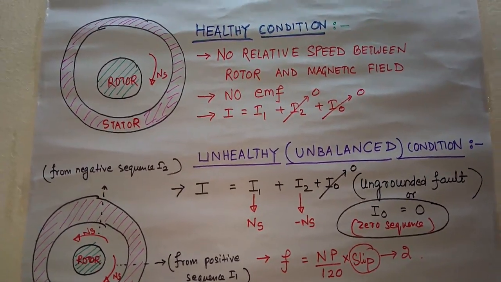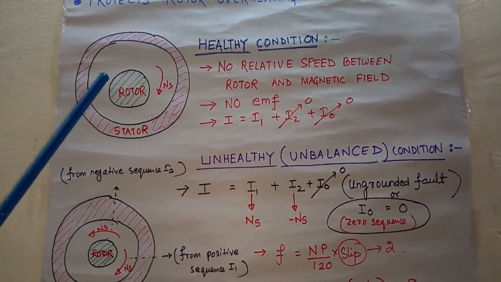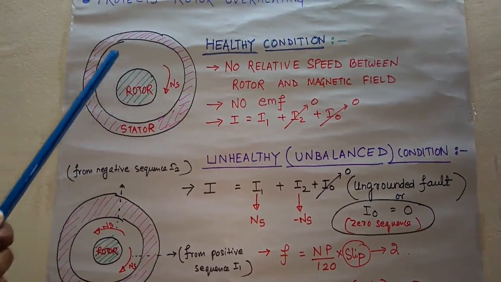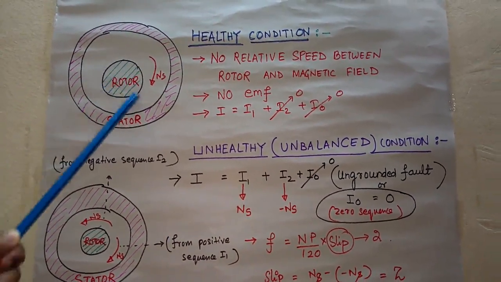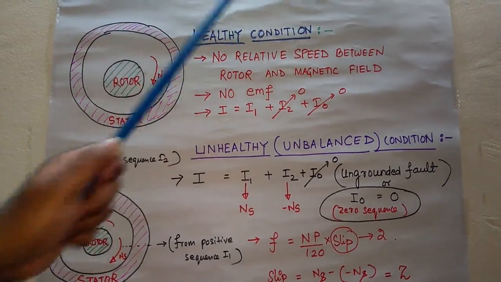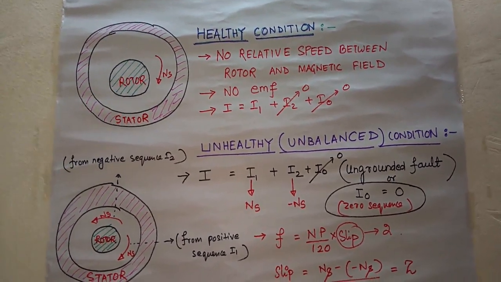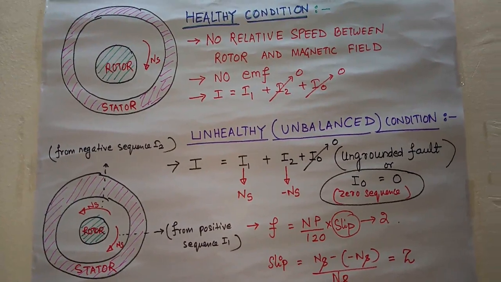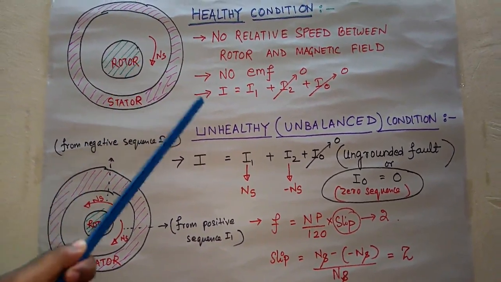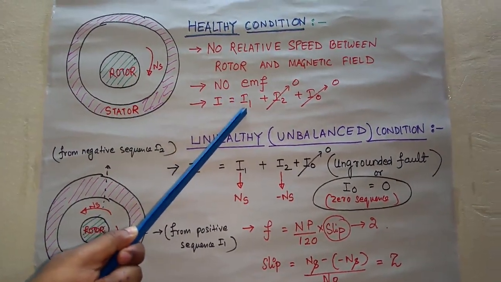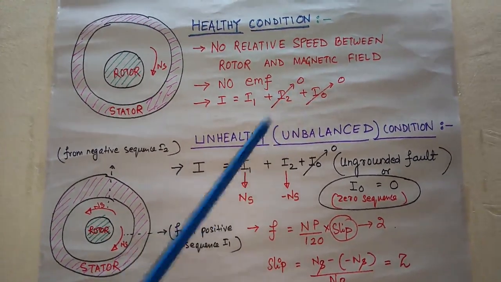So we all know from the theory of machines, in induction machines, the cause of EMF over the rotor surface is the relative speed between the rotor and the magnetic field. Here there is no relative speed, so the EMF induced over the rotor is zero. So in healthy condition, there is no induced EMF over the rotor, there will not be any eddy currents, so there will not be any overheating of the rotor. And also we can represent the stator current as equal to the positive sequence current, because in balanced condition, the negative sequence and the zero sequence components are both zero.